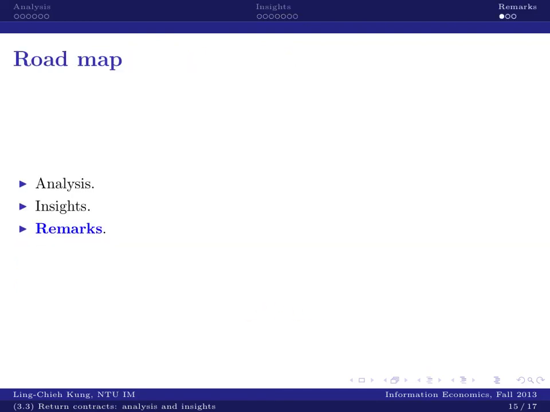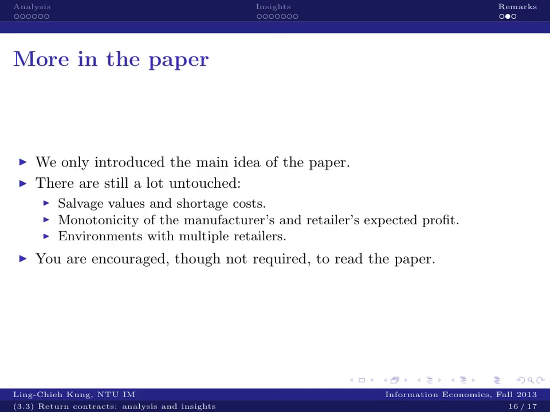Okay, finally some remarks. We only introduced the main idea of this paper. If you think about what we have done, we analyzed return contracts. We analyzed the full return with partial credit. How about partial return with full credits? That's something we do not touch, right? So there are still a lot of things that you may find in the paper. For example, in the paper you will see we can handle salvage values and shortage costs. Even with these things, we can still have the previous results.